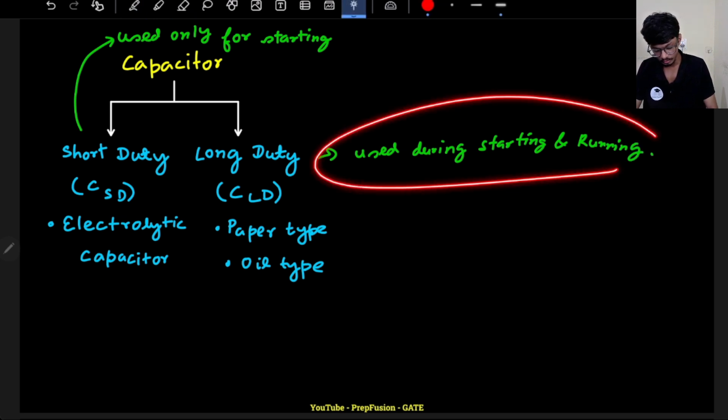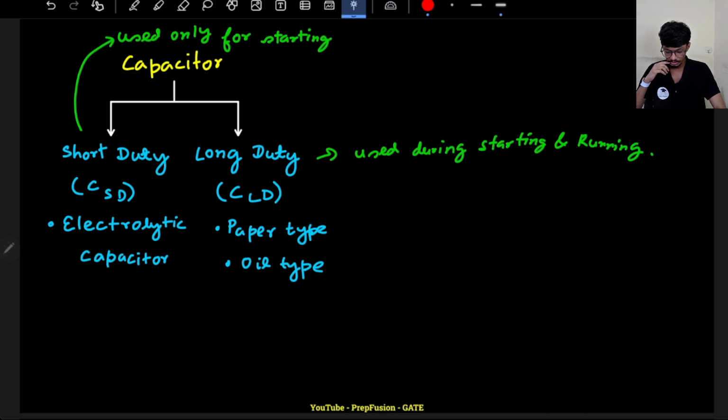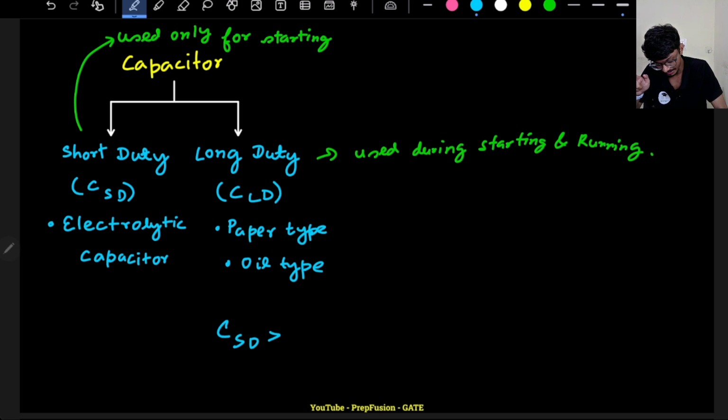So it will always be used no matter what. Generally, the short duty ones are electrolytic capacitors, and the long duty ones are paper type or oil type. Just theoretical points. The capacitance of short duty will be higher than the capacitance of long duty, because long duty capacitors are always operating, so some current is always flowing, and they will not get damaged because the capacitance is lower.